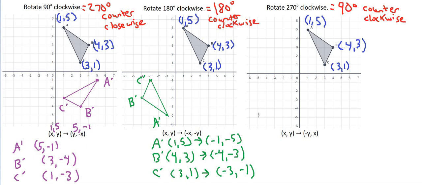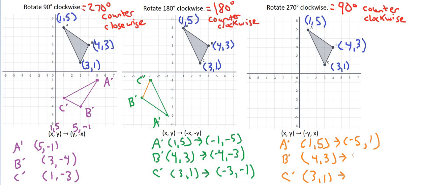And then let's go and do the 270-degree clockwise turn. And again, we're going to write down our A prime, B prime, and C prime. Our A was originally (1, 5). So applying the rule, we switched the X and Y around, but this time we changed the sign of the Y. So it was 5, and now it's going to be -5, and then the X will be 1. The B was (4, 3). Switch the X and Y around, so it's going to be 3, 4, and we have to change the sign of the X there to a -3.